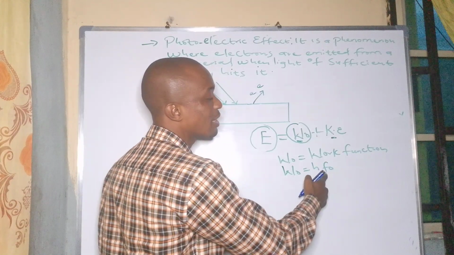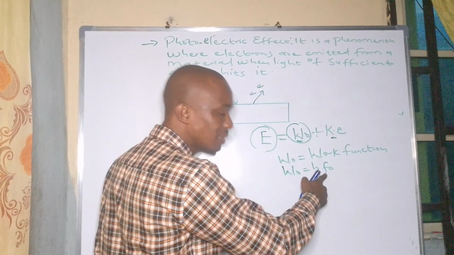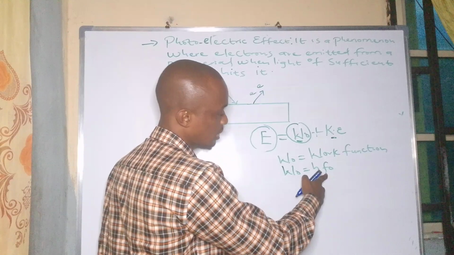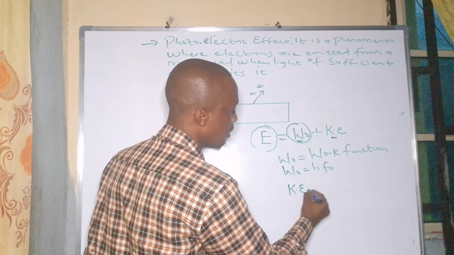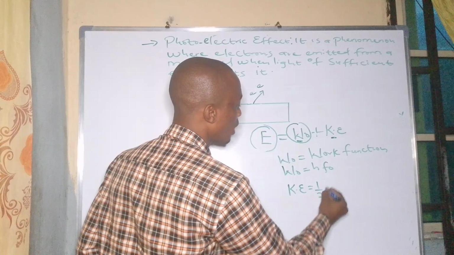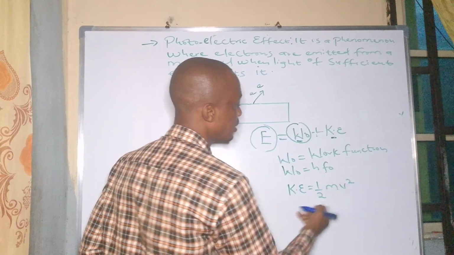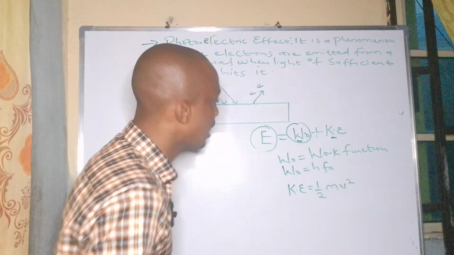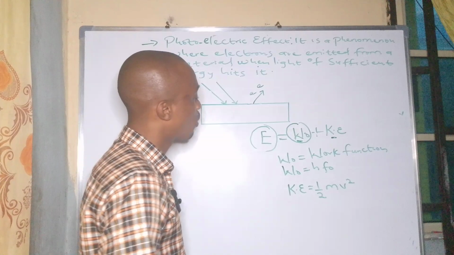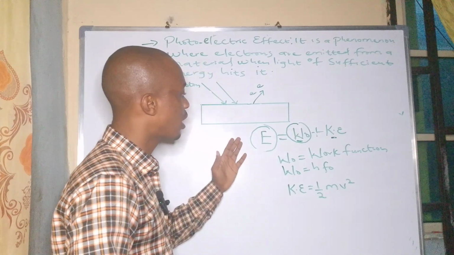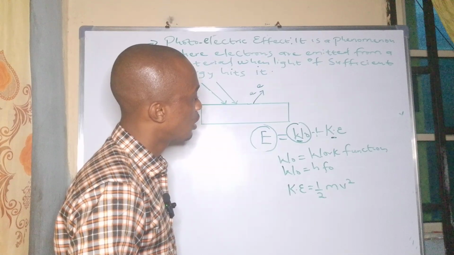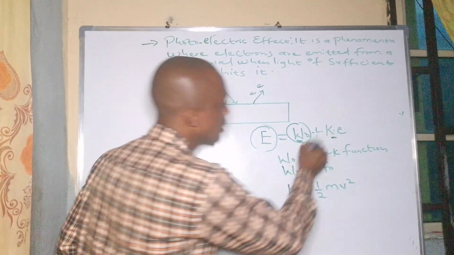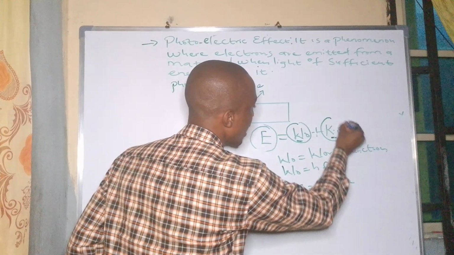So this W naught, which is the work function, is given by h f naught. This f naught is called the threshold frequency. And this KE you're seeing here is given by 1 over 2 m v squared. I'm sure you know about this. This will be the kinetic energy of the ejected electron. So this is Einstein's photoelectric equation.